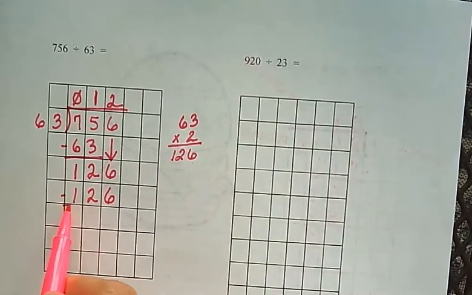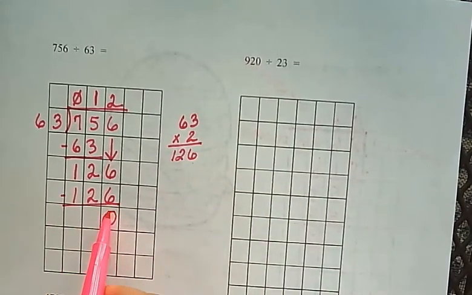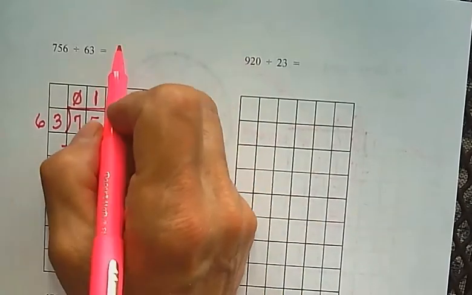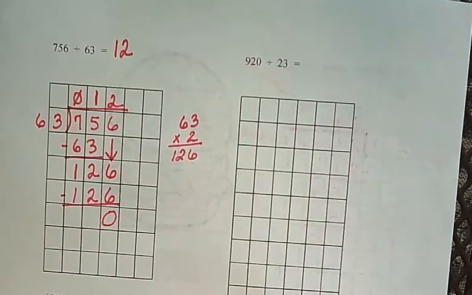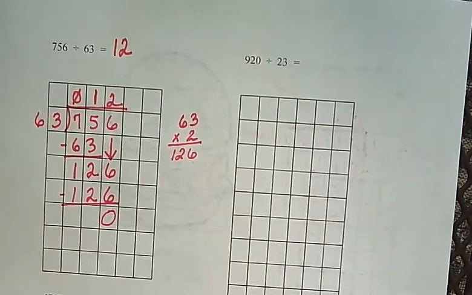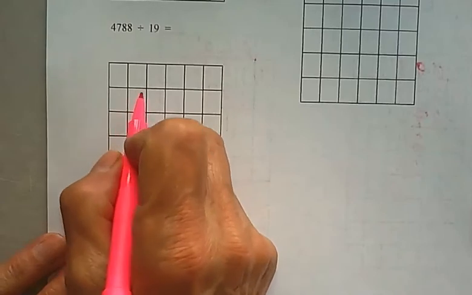All right, now I subtract, and I get 0. And so I know I'm done. One thing I forgot to do on the other side, let's put our answers right up there too. So 756 divided by 63 is 12. All right, let's look at one more here.